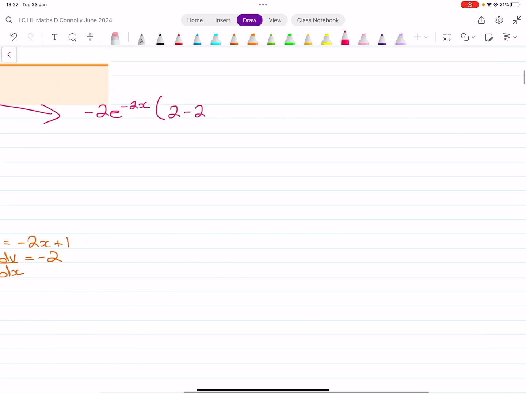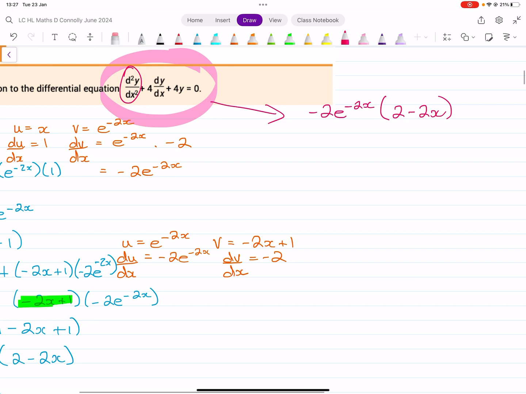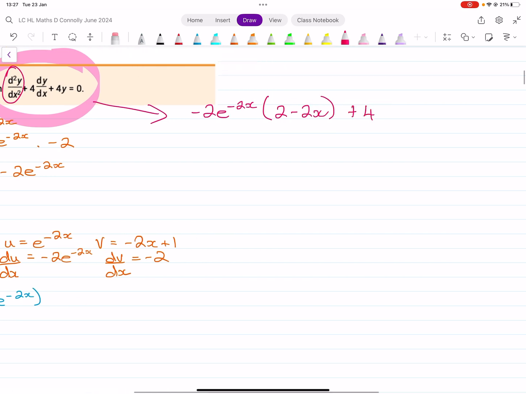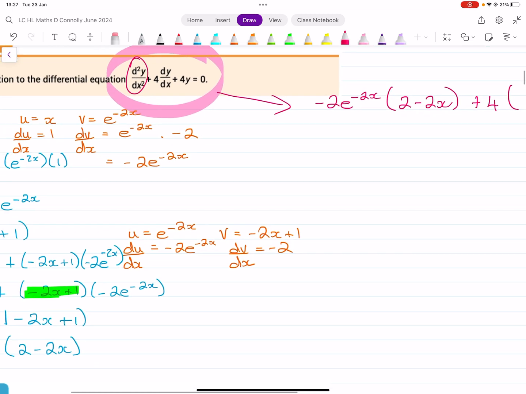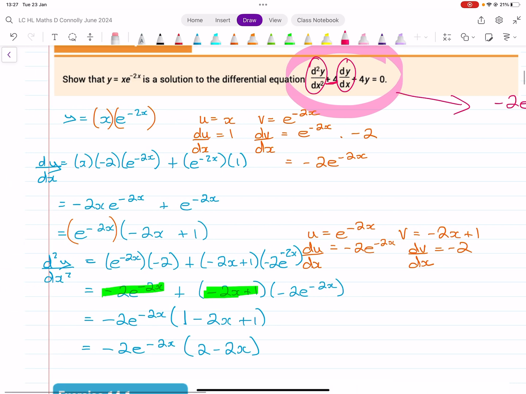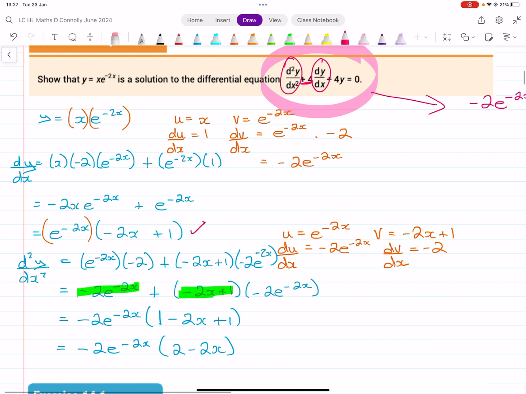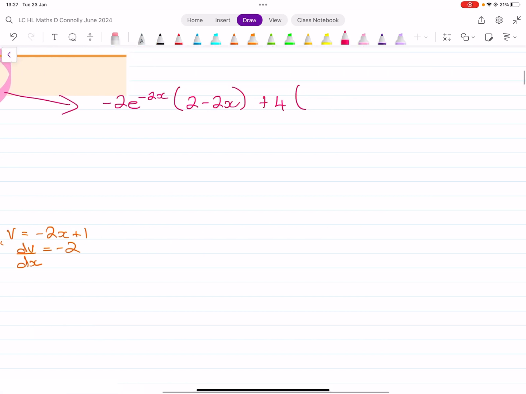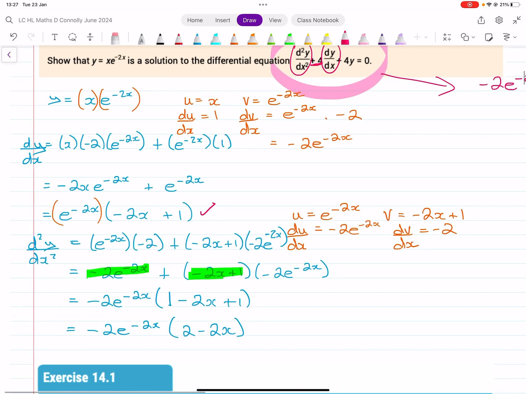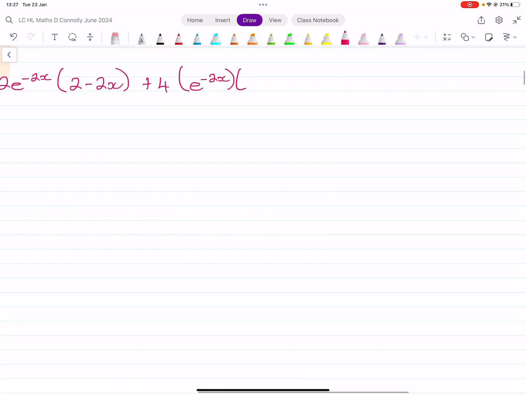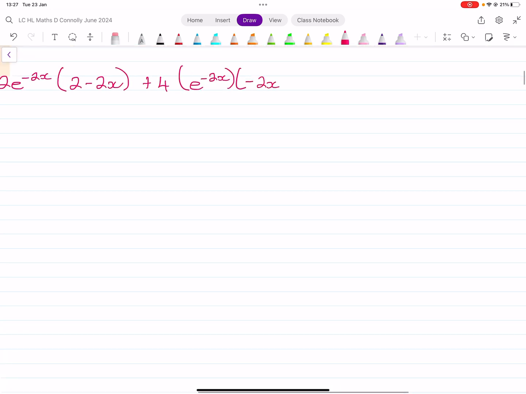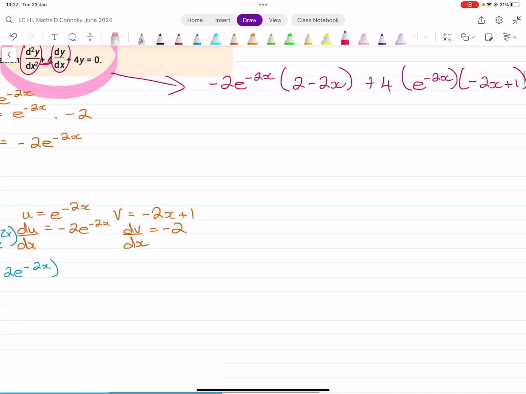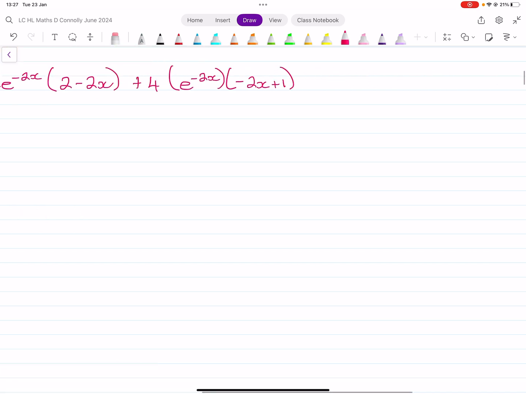2 minus 2x. Okay, then plus 4 times, and then they want us to put in dy dx, which is here. So e to the minus 2x times minus 2x plus 1. Okay, and then plus 4y.